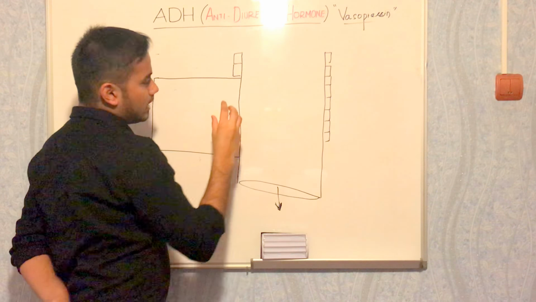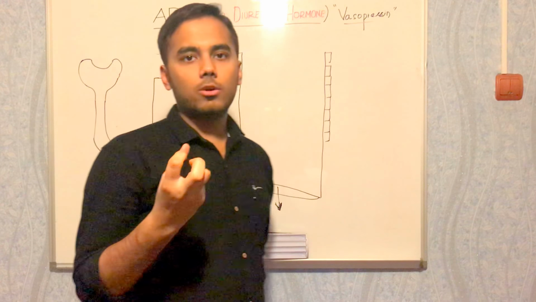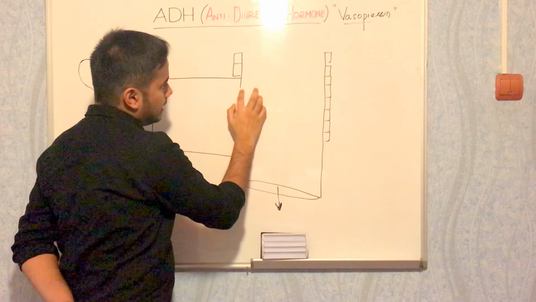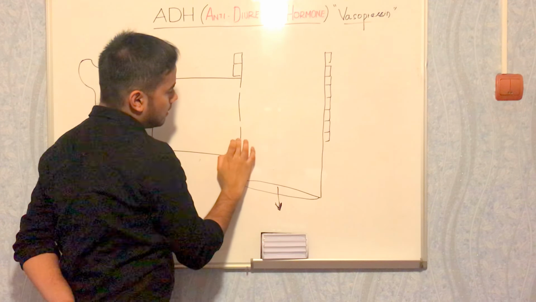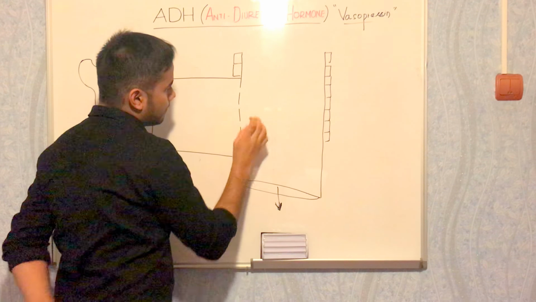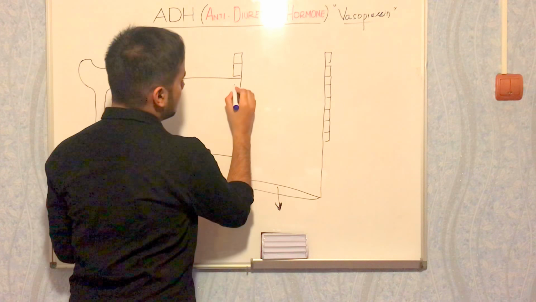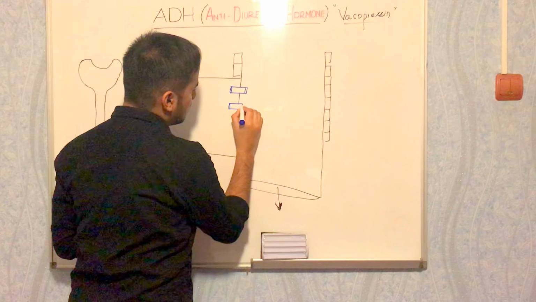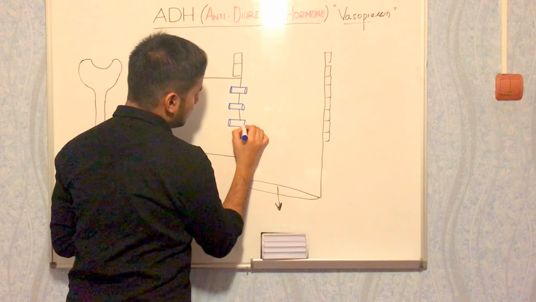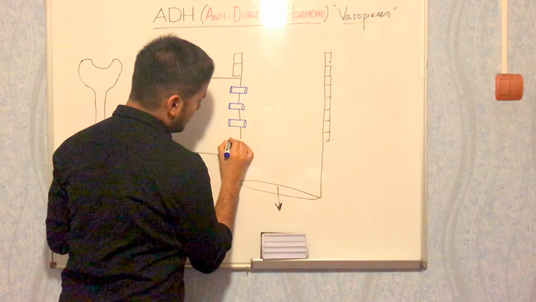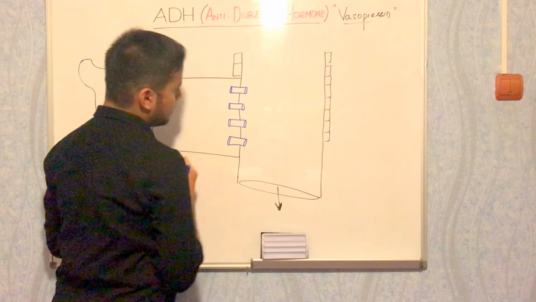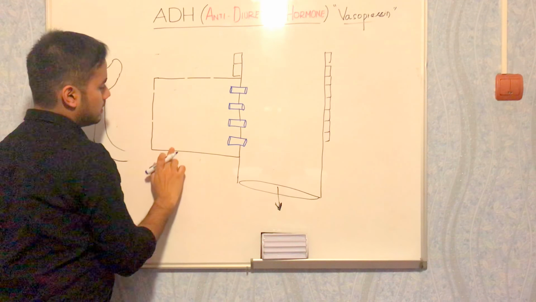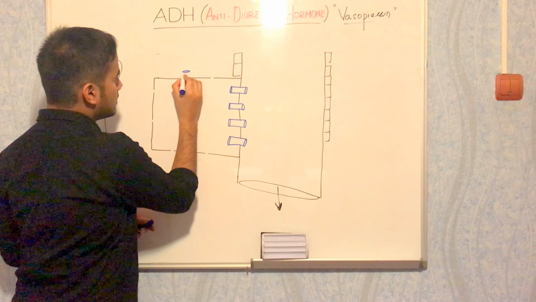Why is it important? Because there are some special channels which are located in these cells. Look, on the luminal side you will have special channels. These channels are named as, look, this is here, okay? On the basolateral side also there are multiple channels. Even on the basolateral side there are multiple channels.